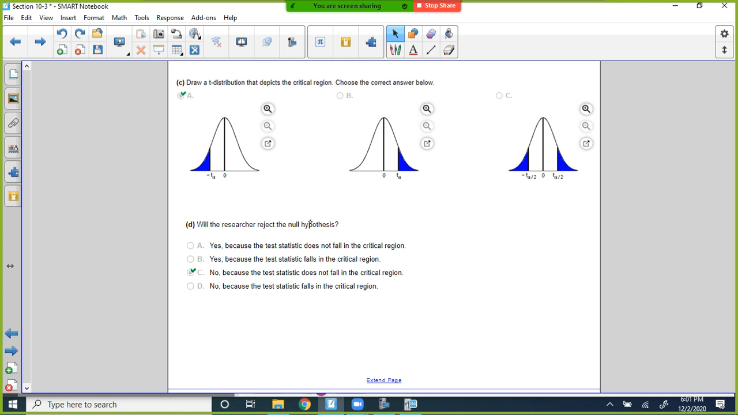And then will the researcher reject the null? Well, no, because the test statistic did not fall into the critical region. So the blue parts that are listed up in these graphs, those are considered the critical region, right? And if something hits in those, then we will not accept. No, we will reject the null hypothesis if it hits in those criticals, right?